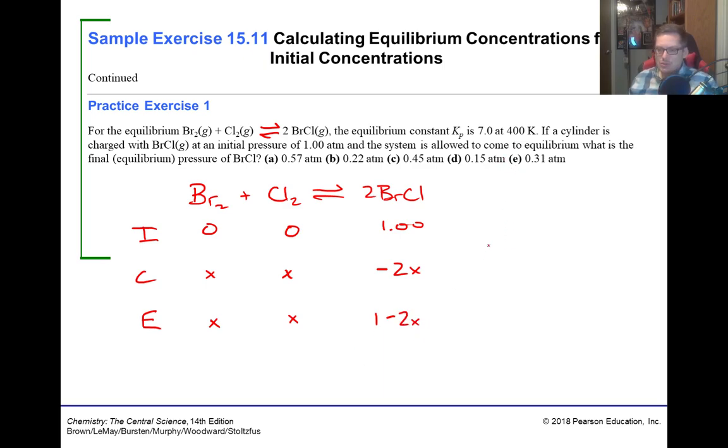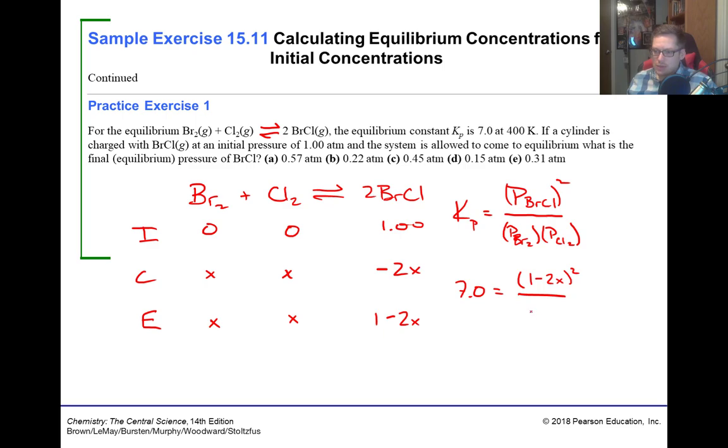All right, now all we do is take our equilibrium expression. So our Kp is equal to the partial pressure of BrCl, and this would be squared, okay, divided by the partial pressure of Br2 times the partial pressure of Cl2. All right, so now we just plug everything in. Our Kp value, well, that's 7.0, and then our partial pressure of BrCl is the 1 minus 2x squared divided by our x squared, okay, and I kind of skipped a step there, because our PBr2 is x, and our PCl2 is x, so x times x is x squared.